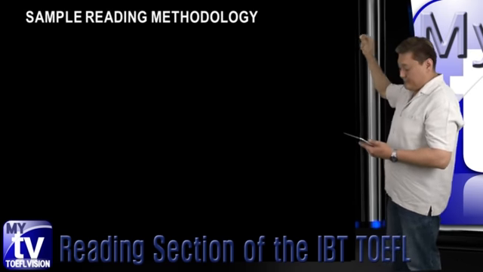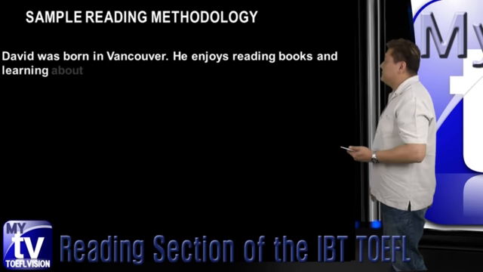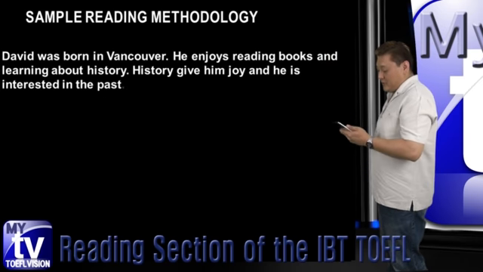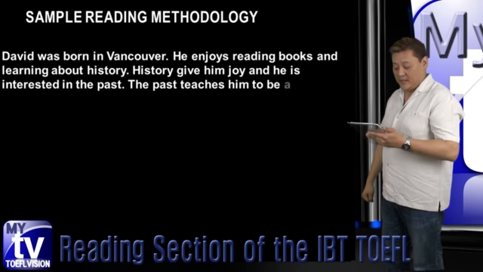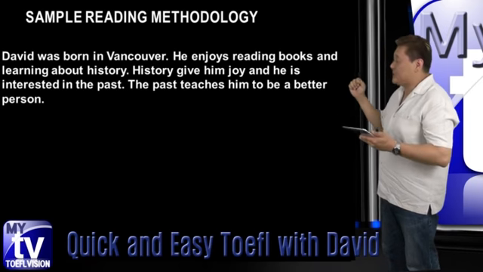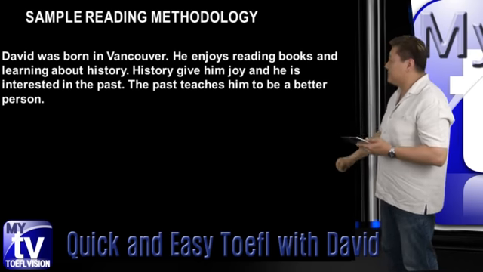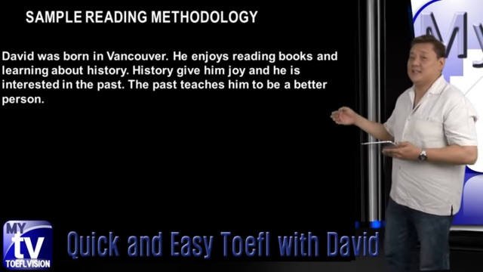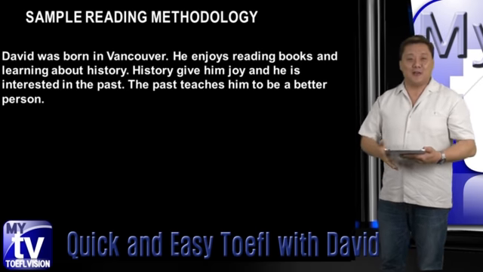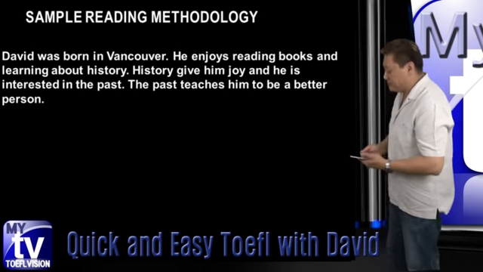Everyone, here you go. David was born in Vancouver. He enjoys reading books and learning about history. History gives him joy, and he is interested in the past. The past teaches him to be a better person. Great. Is this information true? I don't know. Honestly, I really don't like reading books, but I wanted to use this as an example.